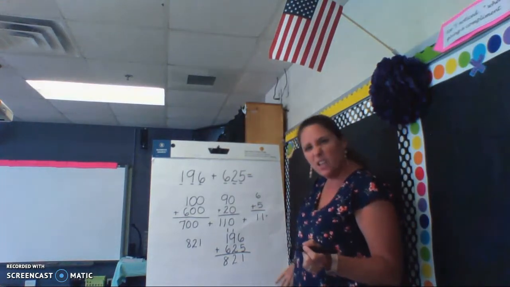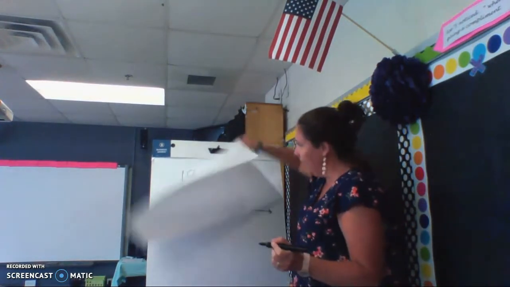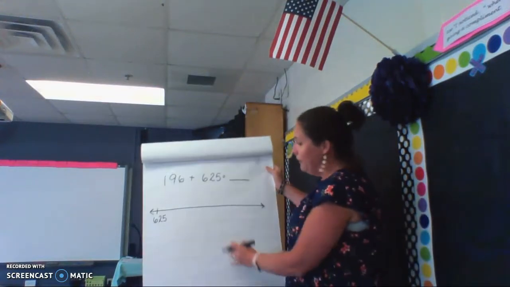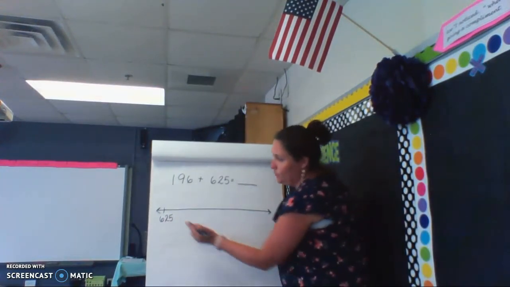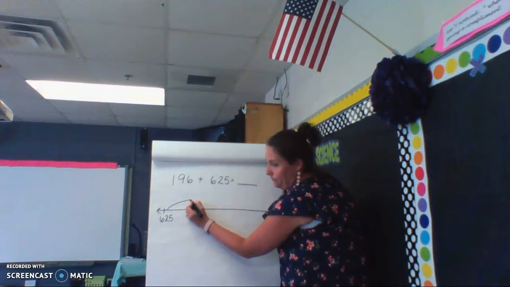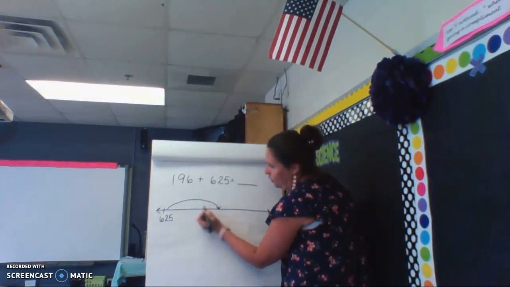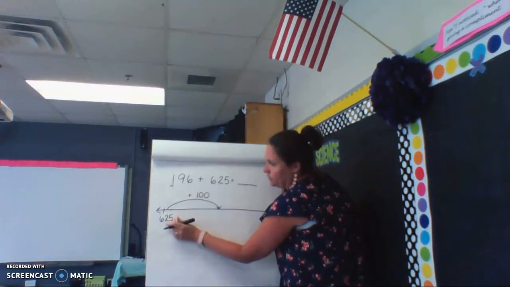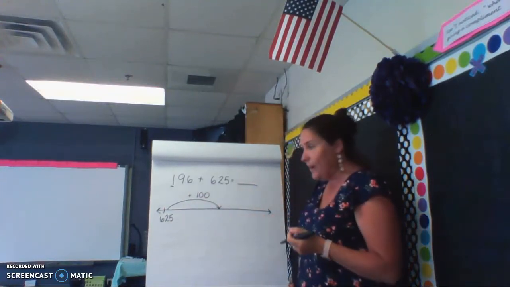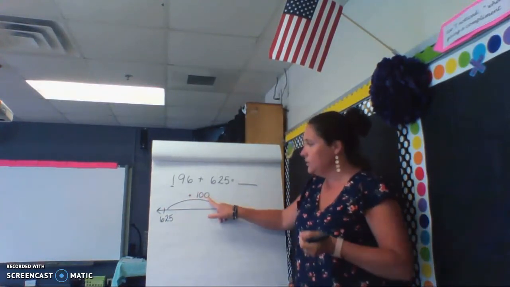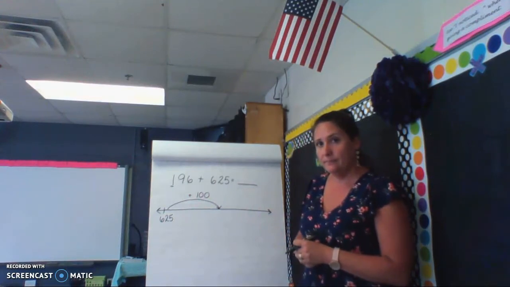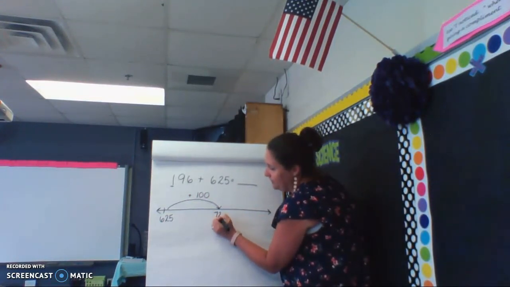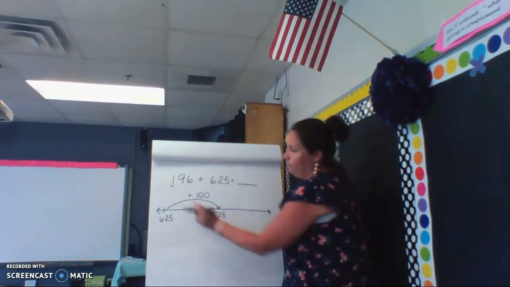So let's look. All right, so I'm going to go back to adding by place. So I'm going to start with my hundreds place. So I'm going to add 100 to the 625. So what is 625 plus 100? If you said 725, pat yourself on the back. That's exactly right. So I've added the 100.